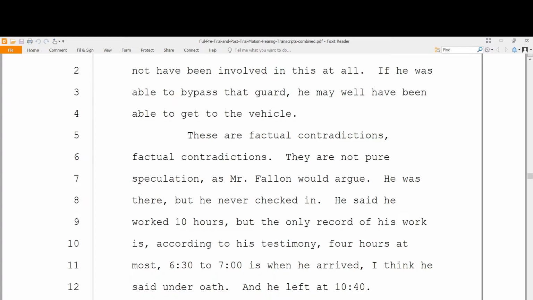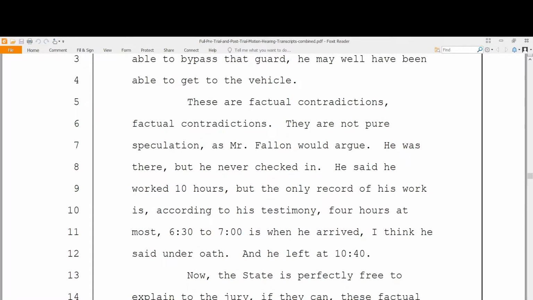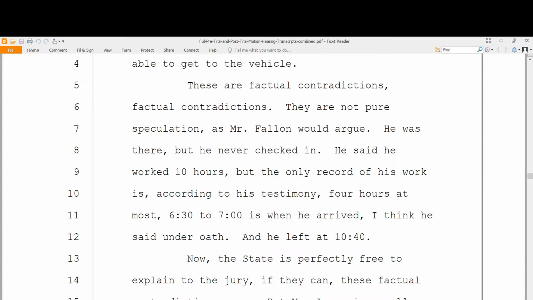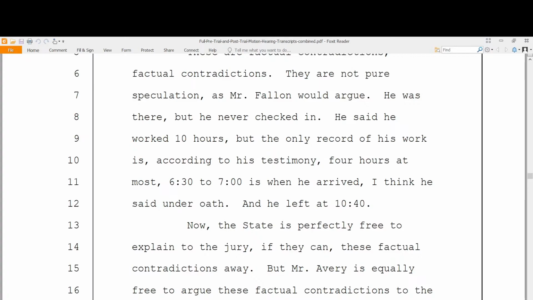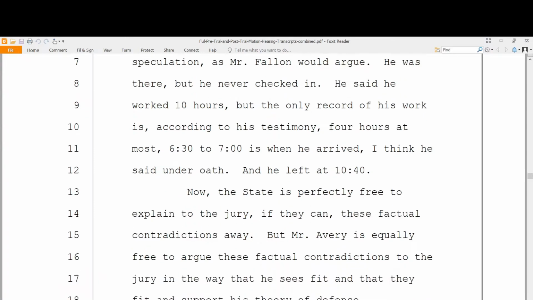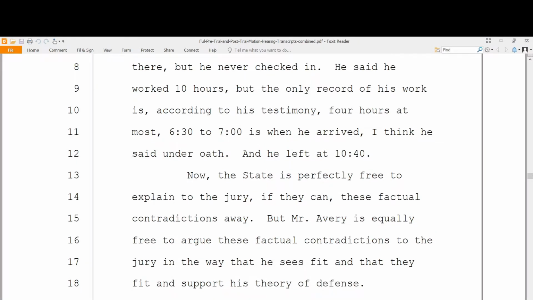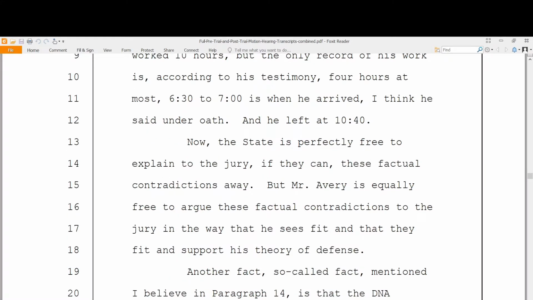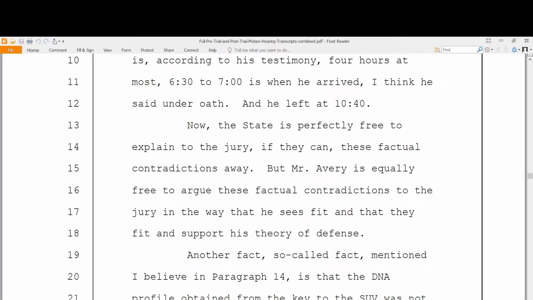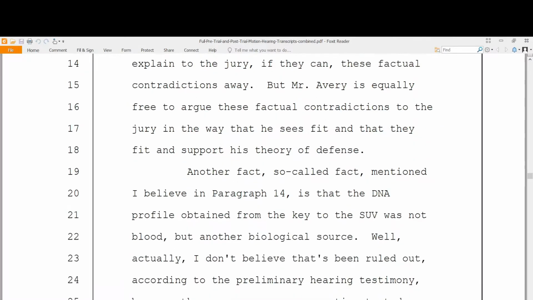These are factual contradictions. They are not pure speculation, as Mr. Fallon would argue. He was there, but he never checked in. He said he worked 10 hours, but the only record of his work is according to his testimony, 4 hours at most. 6:30 to 7 is when he arrived, I think he said under oath, and he left at 10:40. Now, the state is perfectly free to explain to the jury, if they can, these factual contradictions away. Mr. Avery is equally free to argue these factual contradictions to the jury in the way that he sees fit, and that they fit and support his theory of defense.